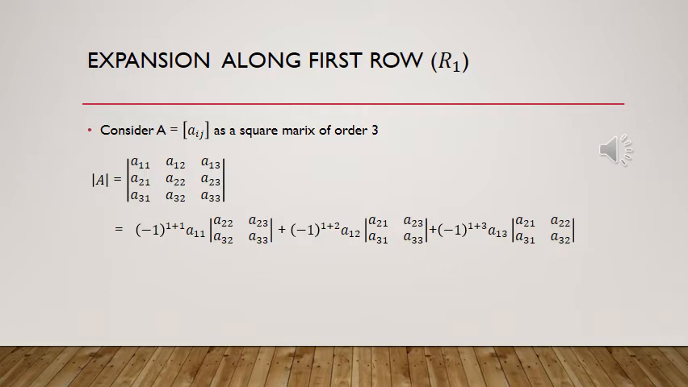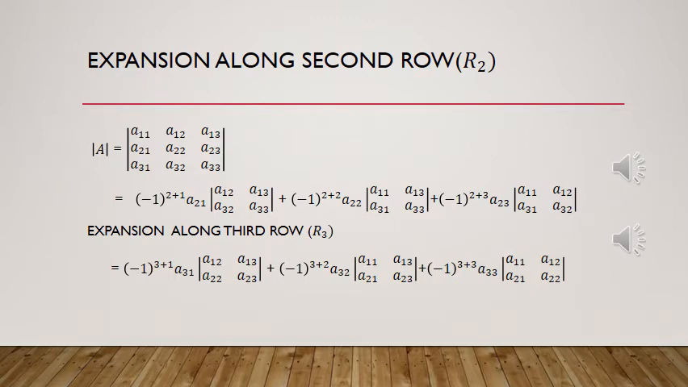Third element A13 multiplied by negative 1 raised to 1 plus 3. Then delete the row and column where A13 lies. You are getting the second order determinant A21, A22, A31, A32. Simplify all this. Then we will be getting the value of the determinant, or we say we expanded along R1 or along first row.